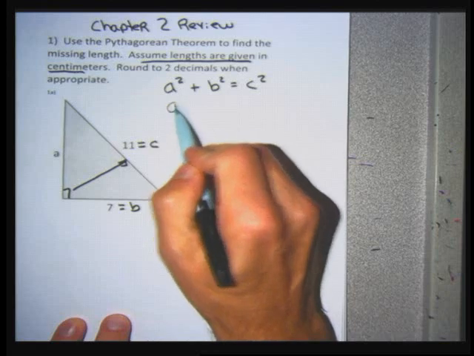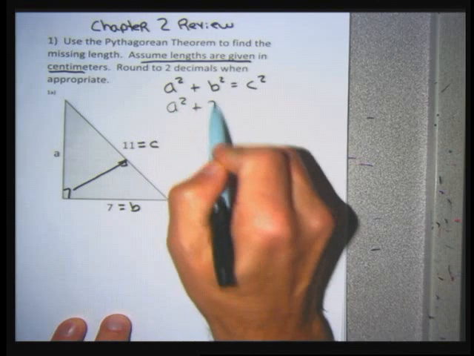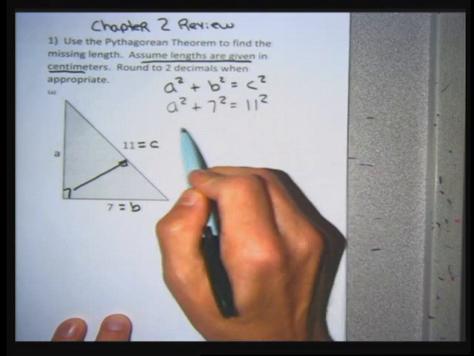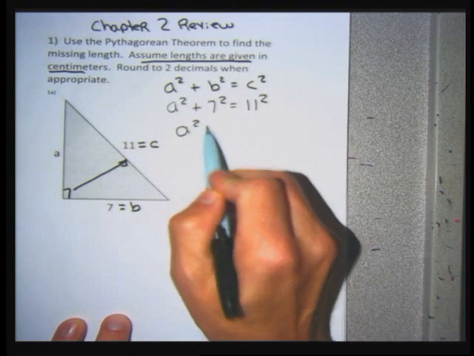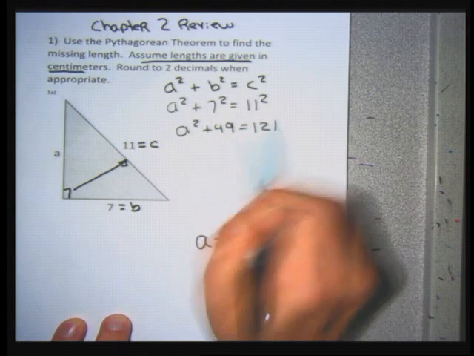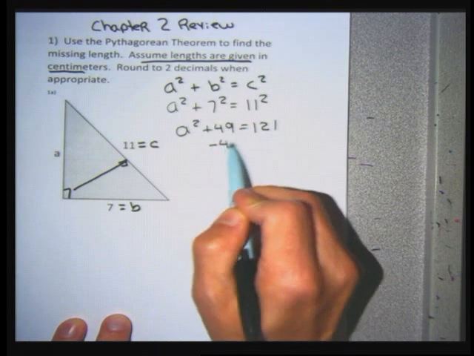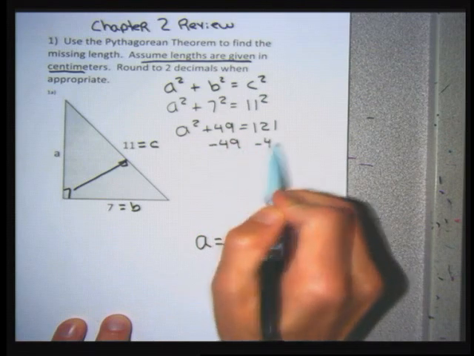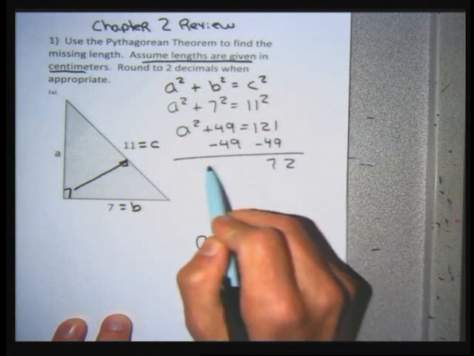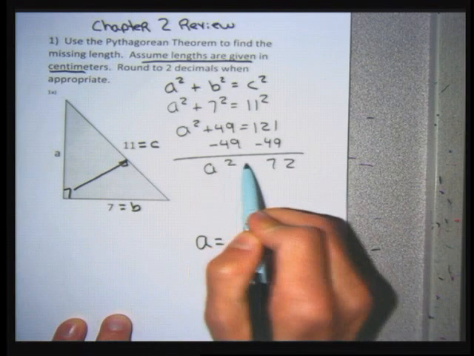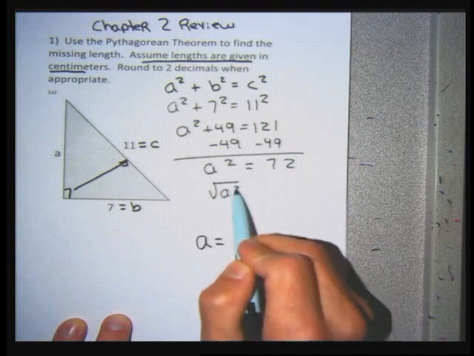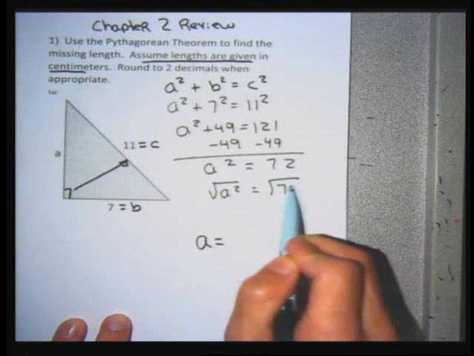So I'm going to go a squared plus 7 squared equals 11 squared. That's going to give me a squared plus 49 equals 121. Then I'm going to go minus 49 minus 49 to, I think that's 72. You could do that on your calculator. So this gives me a squared equals 72. Then I go the square root of a squared equals the square root of 72.